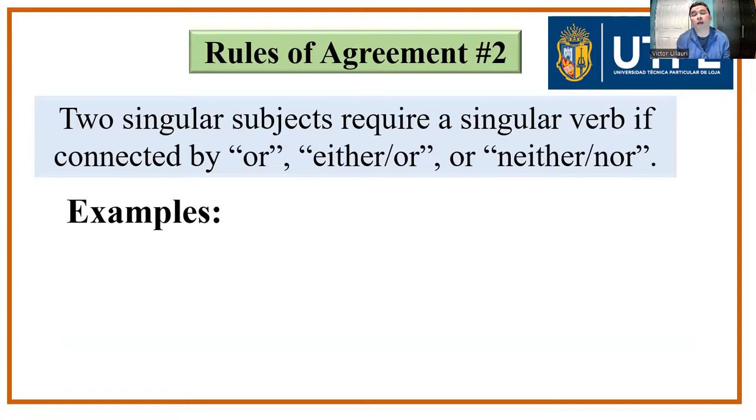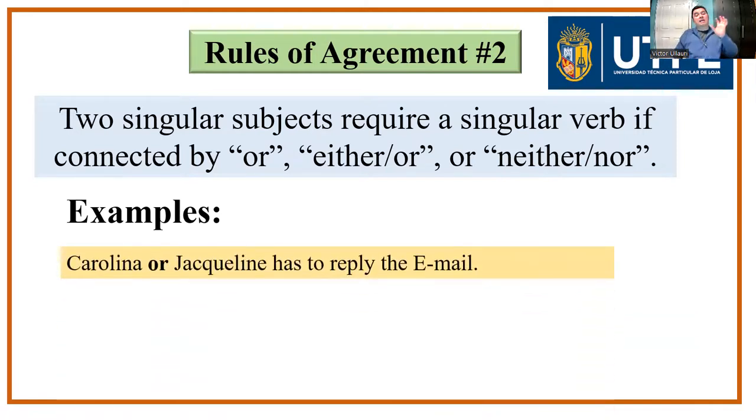Two singular subjects require a singular verb if connected by or, either or, or neither nor. I think it's pretty self-explanatory. If we have singular and singular, and we use or, it goes with the singular form of the verb. For example, Carolina or Jacqueline has to reply to the email. Carolina, singular, Jacqueline, singular, but or does not put them together or make them plural. Carolina or Jacqueline has to reply to the email, okay? Because we have two singular subjects joined by or, we use the verb in singular form.